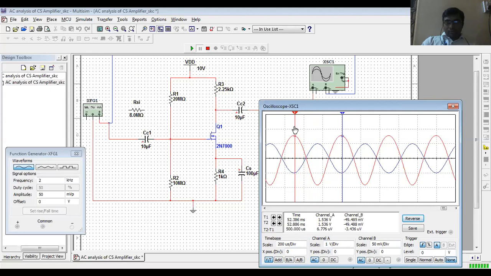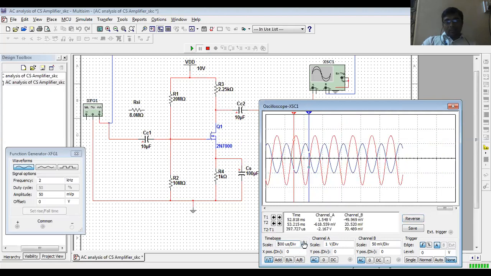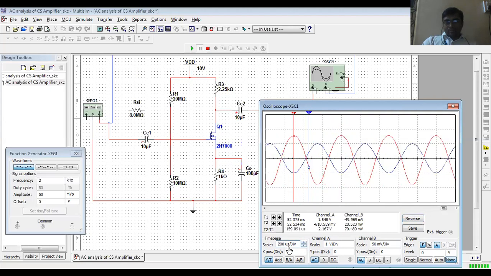First of all, we have to adjust the scaling of the time base. We have applied a signal of 2 kilohertz, so when we convert it into the time period, it becomes 500 microsecond per division. Okay, and we will expand this a little bit to 200 microsecond per division.